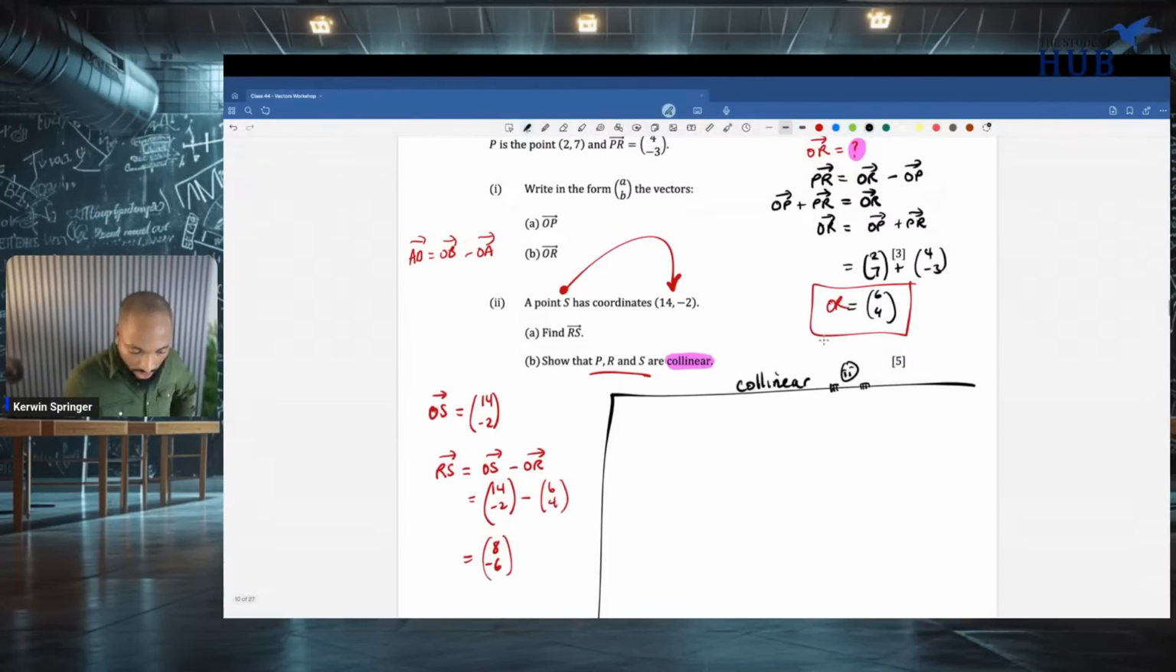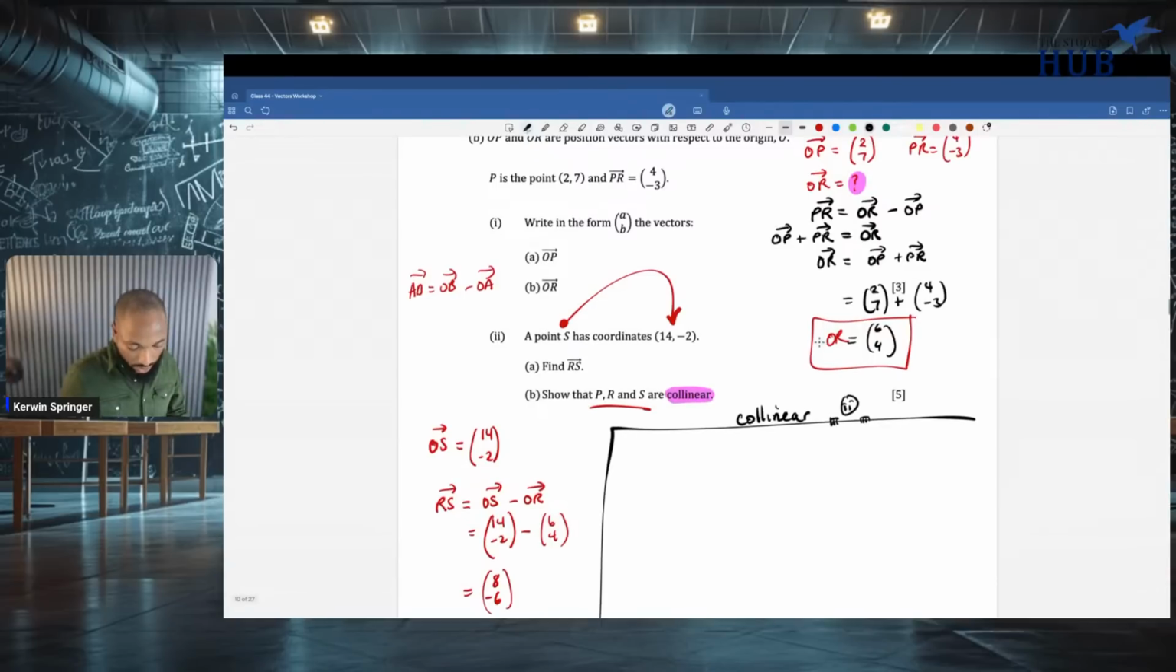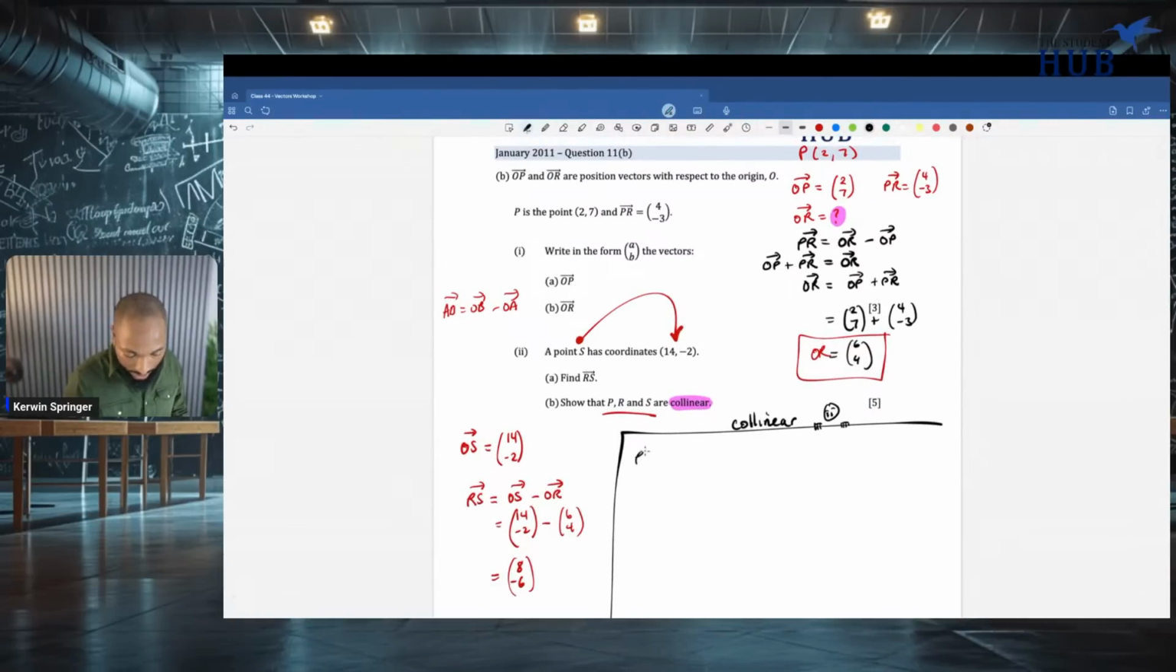Well, first, let's check out the points P, R, and S. So what do we know about P? We know P is 2, 7. We don't know R directly, but we know OR, so R has to be 6, 4. Not that I need to write this, I'm just letting you find your bearings. S was just given: 14, negative 2. So we need to show that they lie on the same line.